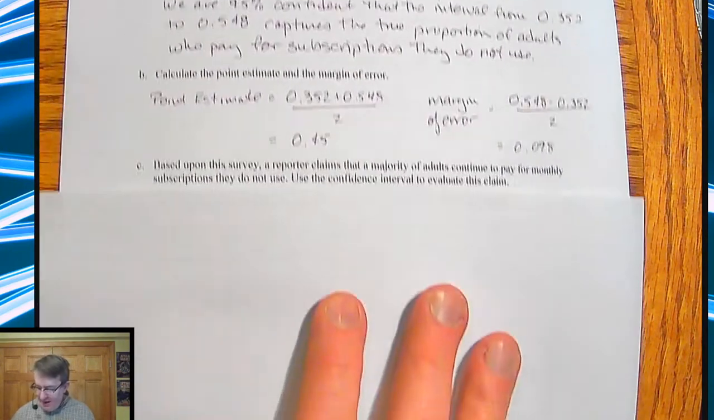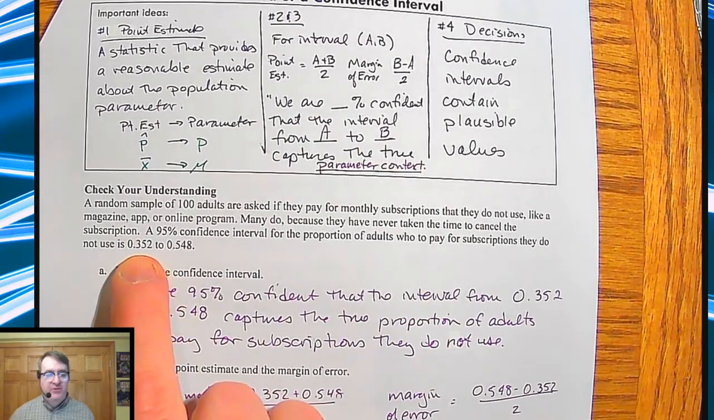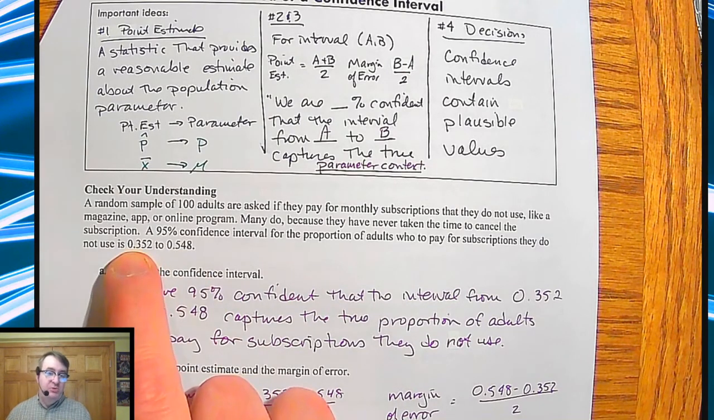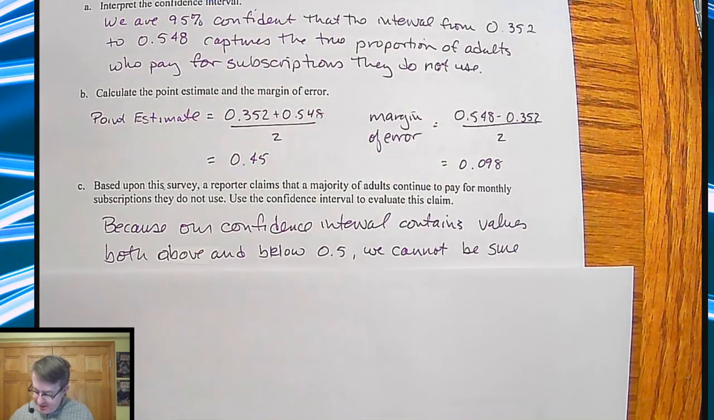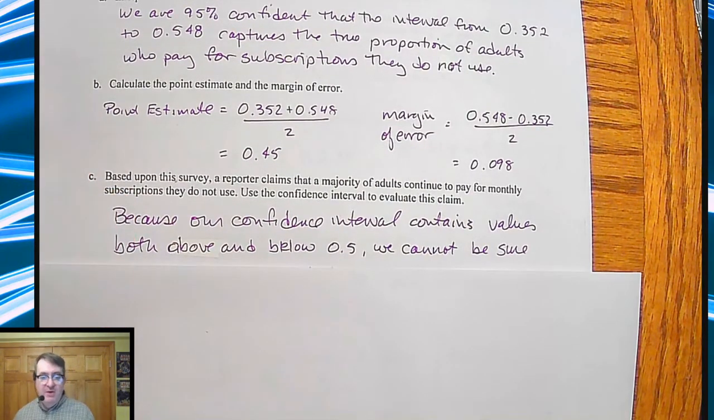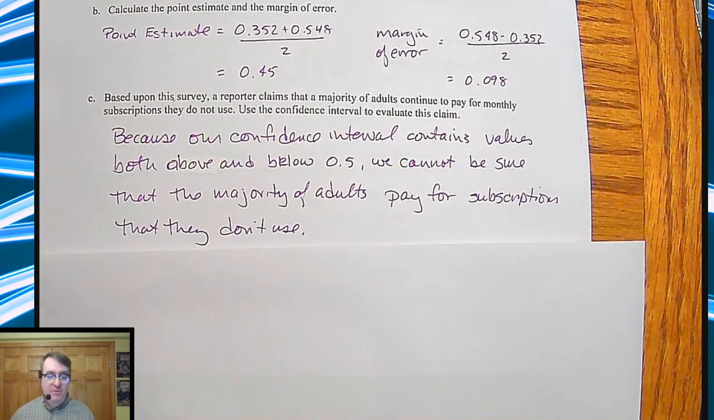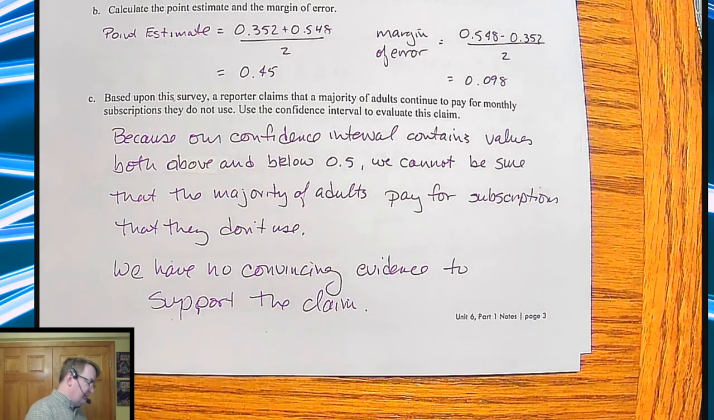We're saying we are 95% confident that, let me come back up here, the true answer falls somewhere between 0.352 and 0.548. It might be the majority, it may not be the majority. Any of those numbers could work. So what we have to say here is because the confidence interval contains values both above and below 0.5, we can't be sure that the majority of adults pay for subscriptions that they don't use. We also then go on to say that we don't have convincing evidence to support the claim.